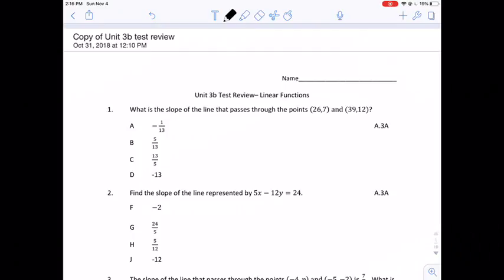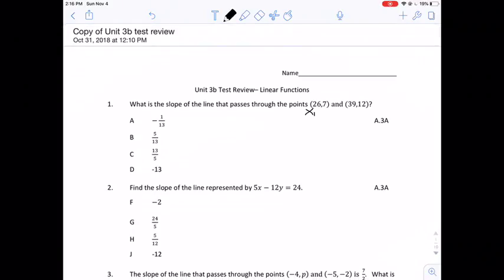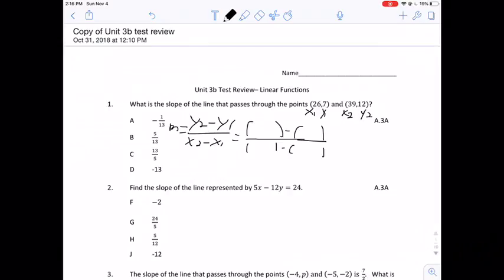So I'm going to start with point number 1, and I'm going to label that 26 as x1. And then the 7 is going to be my y1. 39 is going to be my x2. And 12 is going to be my y2. I have an equation that says m equals y2 minus y1 over x2 minus x1. When we were doing this, we always started with open parentheses. So it's going to be easier for us to just plug in the numbers.